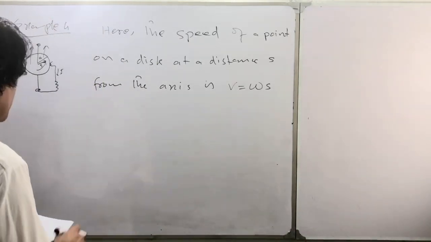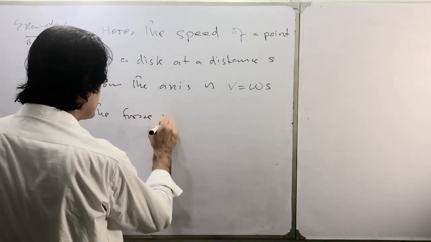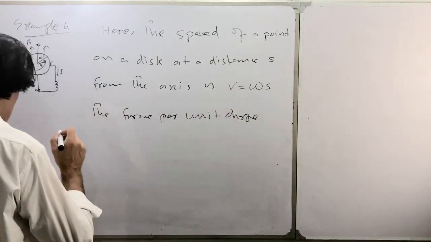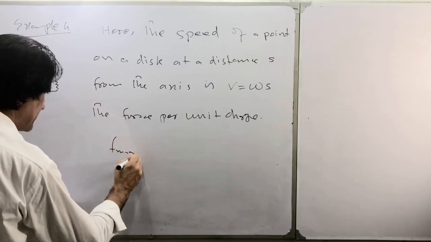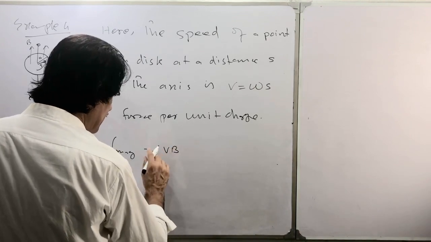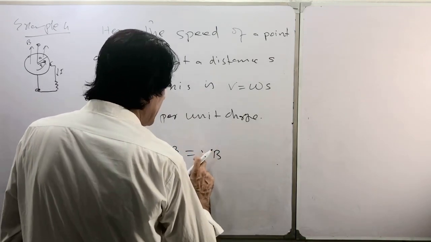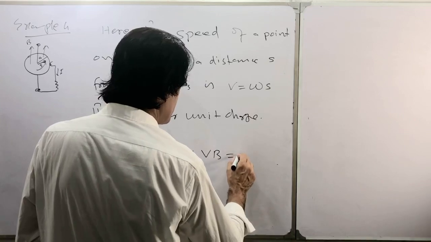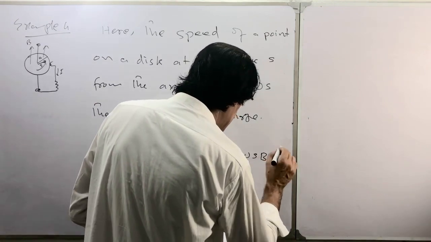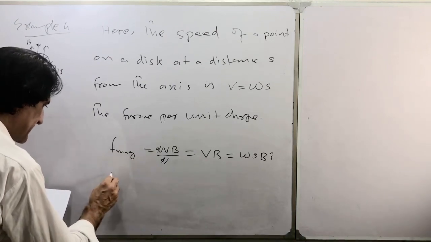Now the force per unit charge. This is the magnetic force, which is actually qvB divided by q. So q will be cancelled out, and v we know is omega s, so this is omega s B in some direction. What is the EMF? We have to find out first the EMF.